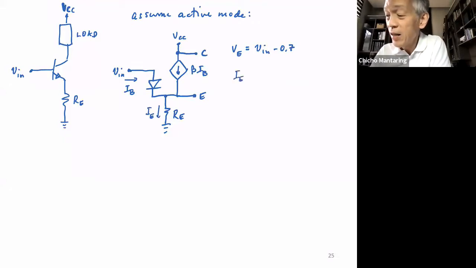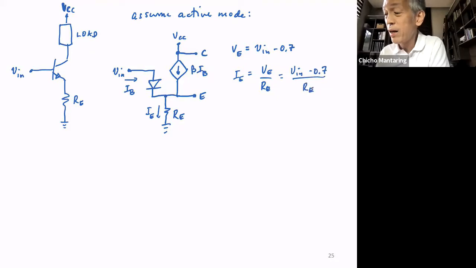IE is just going to be VE over RE. No? So this is V in minus 0.7 divided by RE. Now, what is IE in terms of IC? What is IE in terms of IC? You recall yung relationship natin, 1 plus beta over beta? No? You recall that relationship?